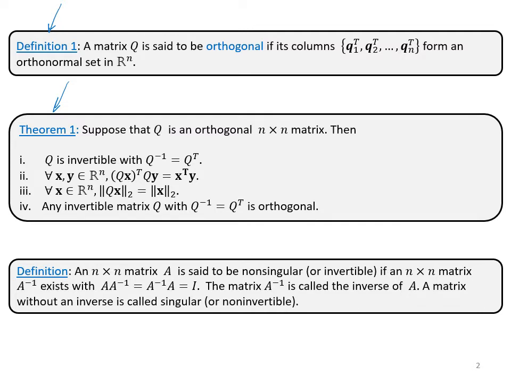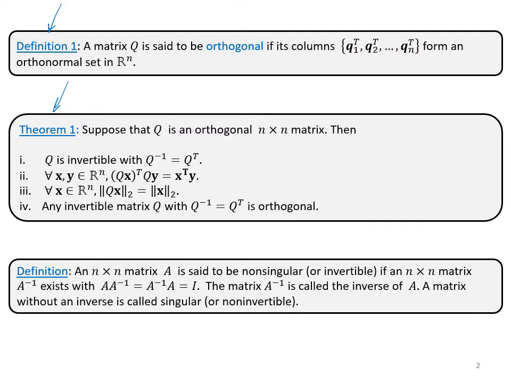Suppose that Q is an orthogonal n by n matrix. Then property 1 states that Q is invertible, with the property that the inverse matrix Q equals the transposed matrix Q. The second property states that for any vectors x and y from Rn, the product of transposed vector x multiplied by matrix Q from the left and vector y multiplied by matrix Q from the left equals transposed vector x multiplied by vector y.